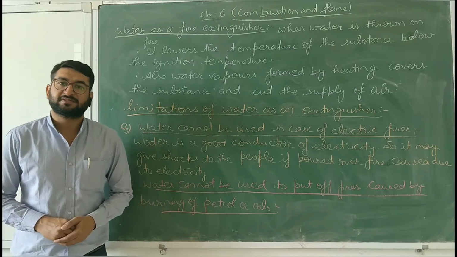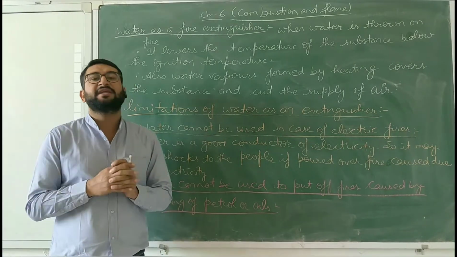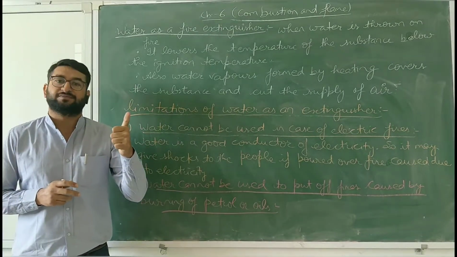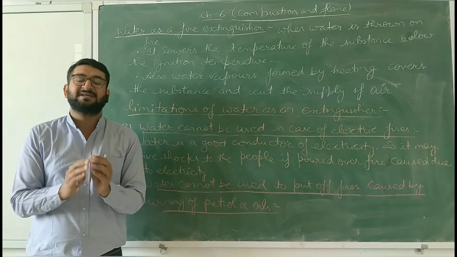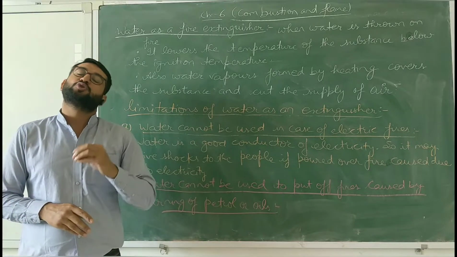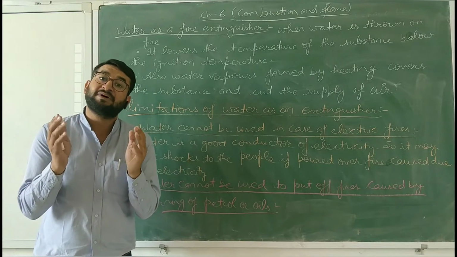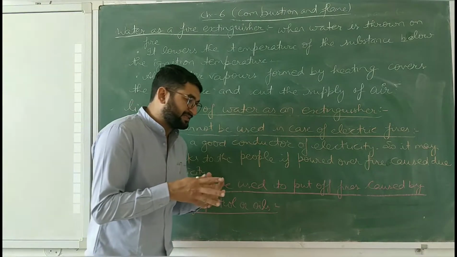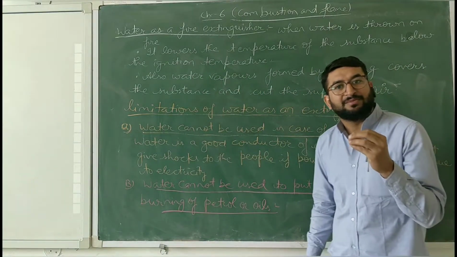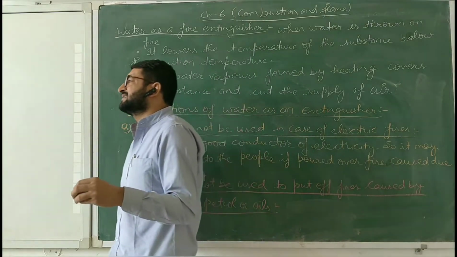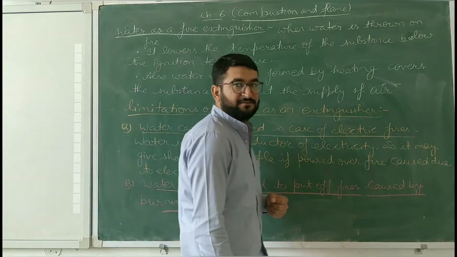We are discussing chapter 6, combustion and flame. In this chapter, what we have discussed already in our previous videos is: what is combustion? When a substance is heated and burns to produce heat and light energy, that process is known as combustion. The substances which burn to produce heat and light energy are known as combustible substances, and the substances which do not burn are known as non-combustible substances.